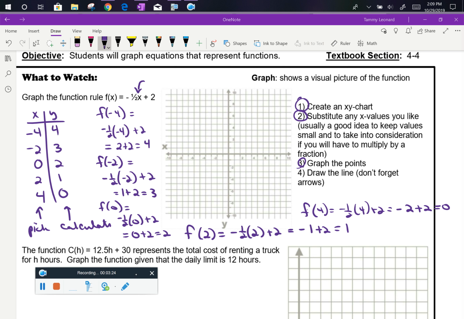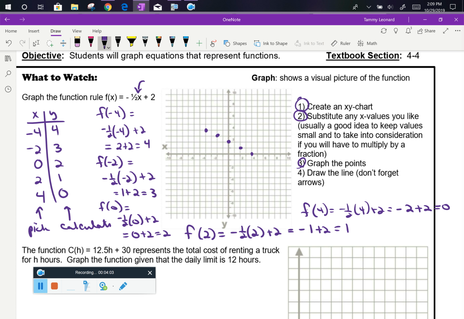So when I go to graph these points, each of the lines of the table represents an ordered pair. So I have the point -4, 4, the point -2, 3, 0, 2. Let's back up for a minute. I just graphed those last 2 points incorrectly. -4, 4, -2, 3, 0, 2. Oh, and I'm off again. These little tiny grids are hard to see on my computer. 2, 1, and 4, 0.